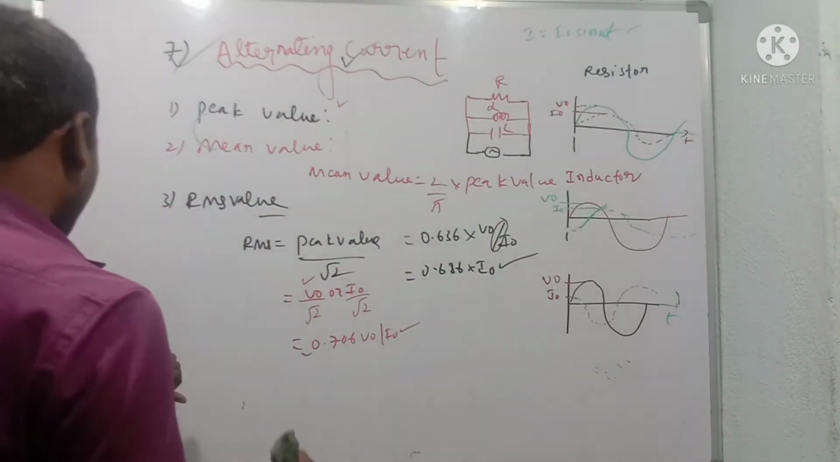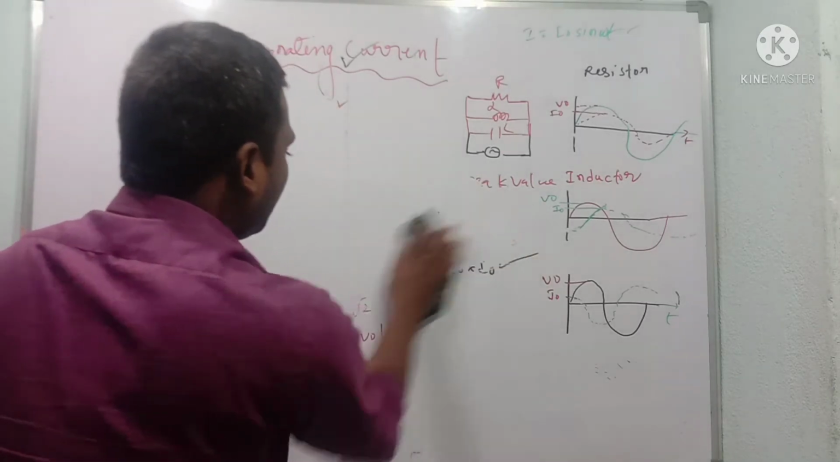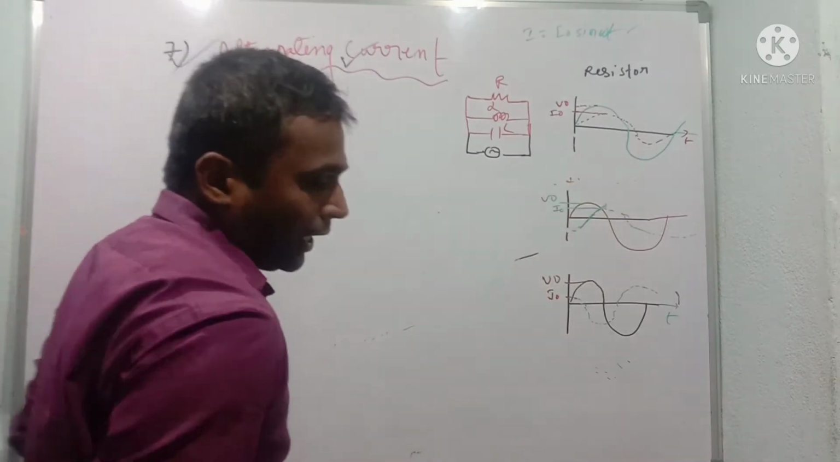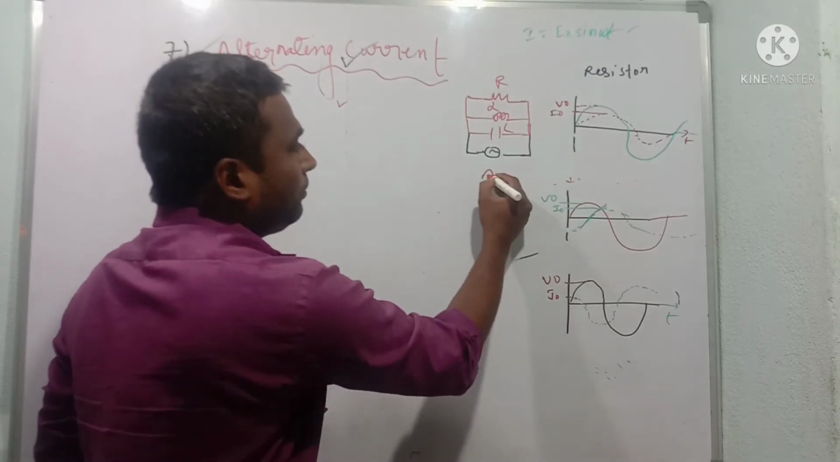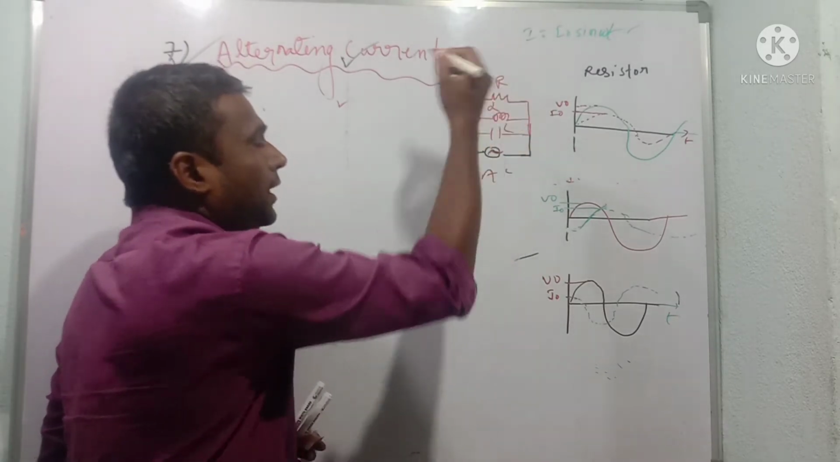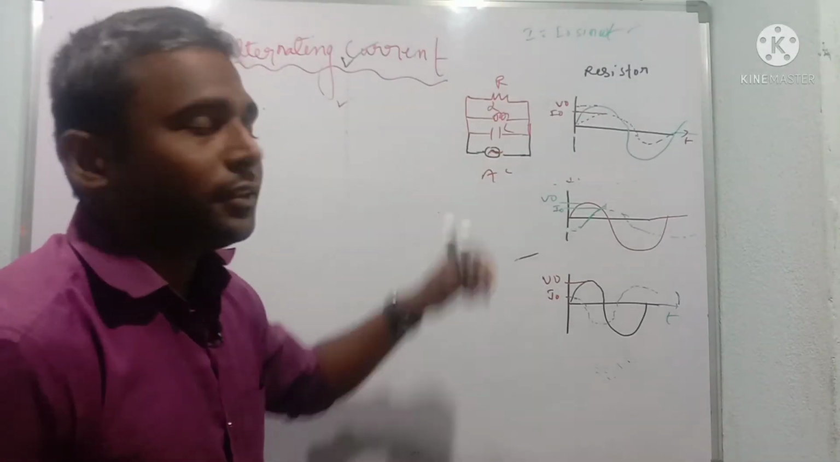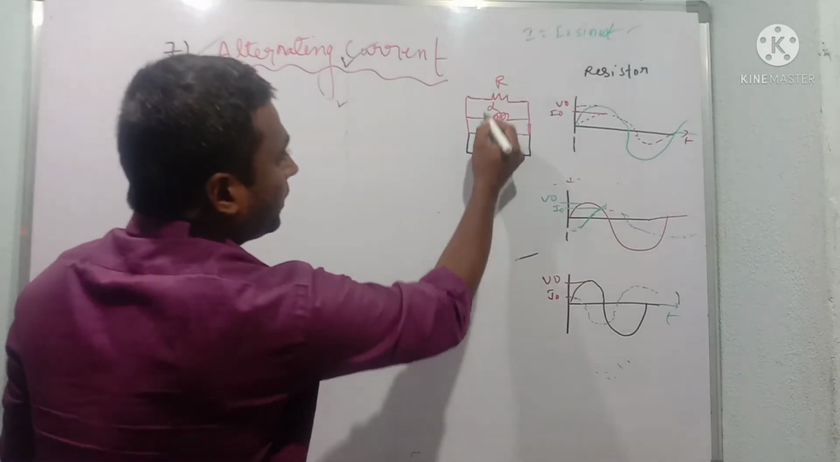So after understanding this, let us move forward. That is what happens if I pass voltage. I have connected a resistor to the AC source. This is the symbol for the AC source. Let us understand what happens when I pass it to the resistor, inductor, capacitor. So first I will take the resistor.